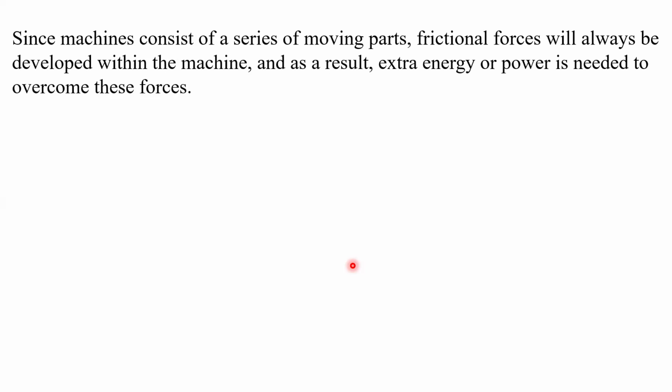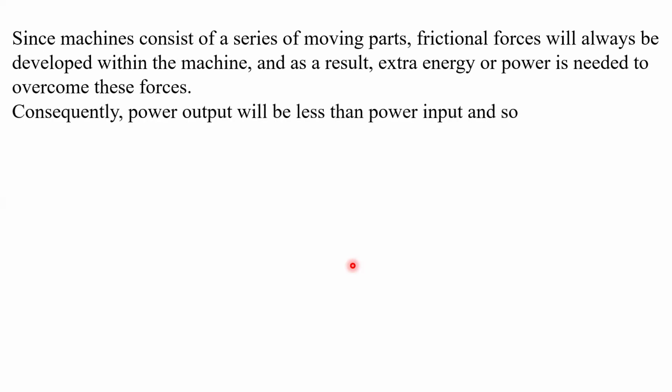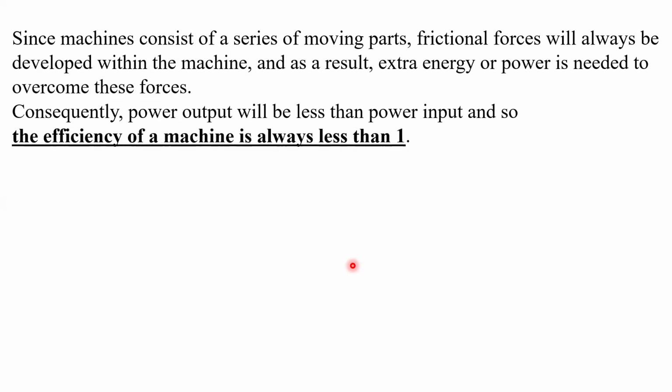Since a machine consists of a series of moving parts, frictional forces will always be developed within the machine. And as a result, extra energy or power is needed to overcome these forces. Consequently, power output will be less than power input. And so, efficiency of a machine is always less than 1. Conservative forces and potential energy.